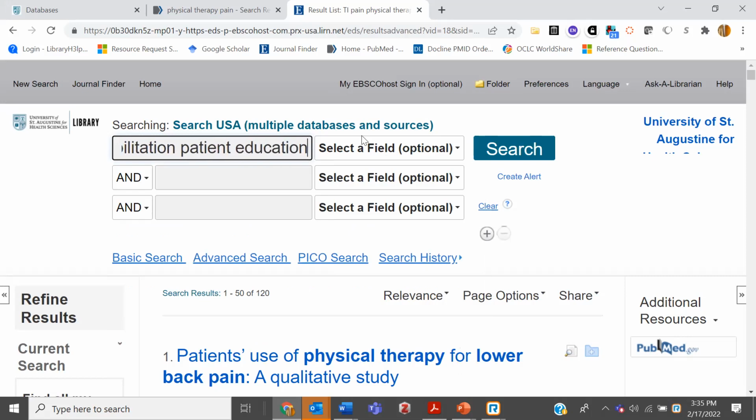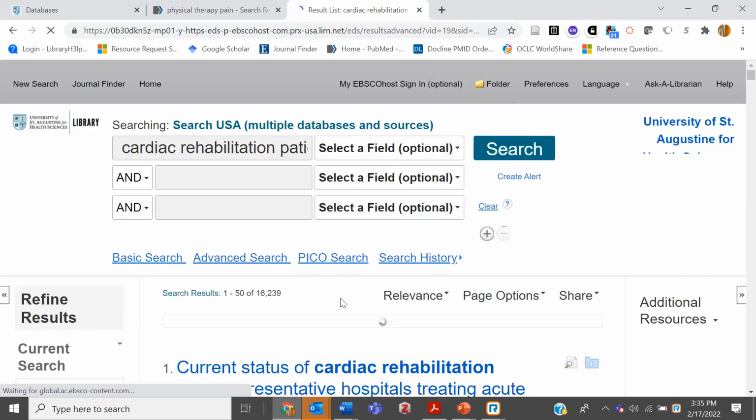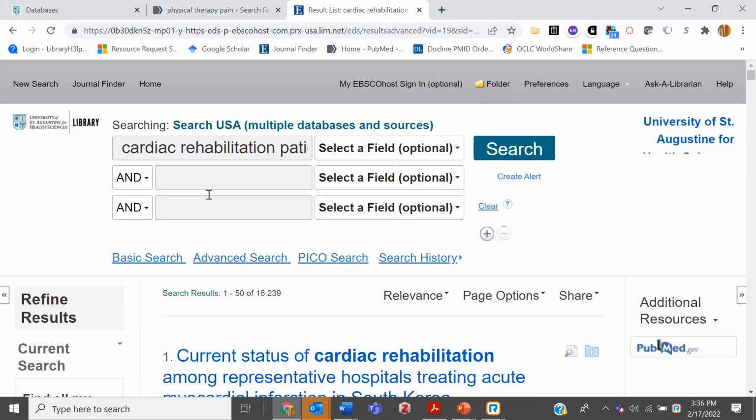So let's say we're setting up an emergency room screening program where we identify patients with cardiac predispositions, and we want to do patient education for that group. So we might start off with a simple cardiac rehabilitation, patient education, and emergency in my search here. Now, I might get a good chunk of results here, and it looks like I am.